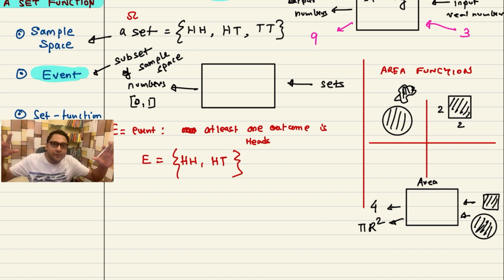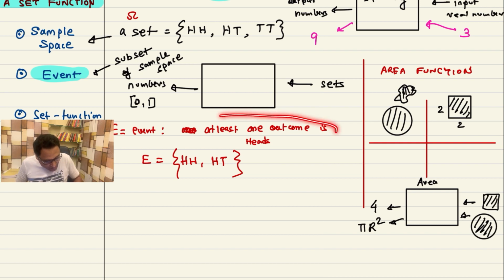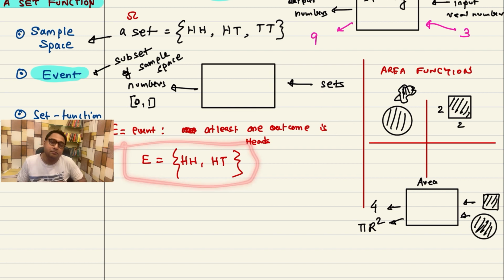So what is a sample space? It's a set of all possible outcomes. What is an event? It's a subset of the sample space with some given conditions. So here I just described what the conditions are, and this is the explicit meaning of it.